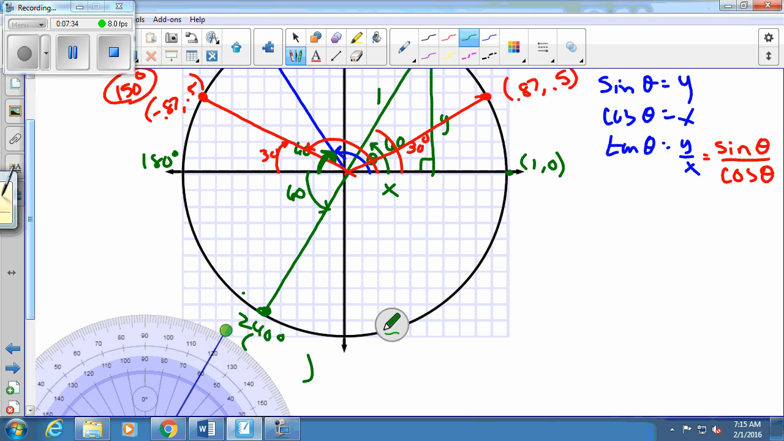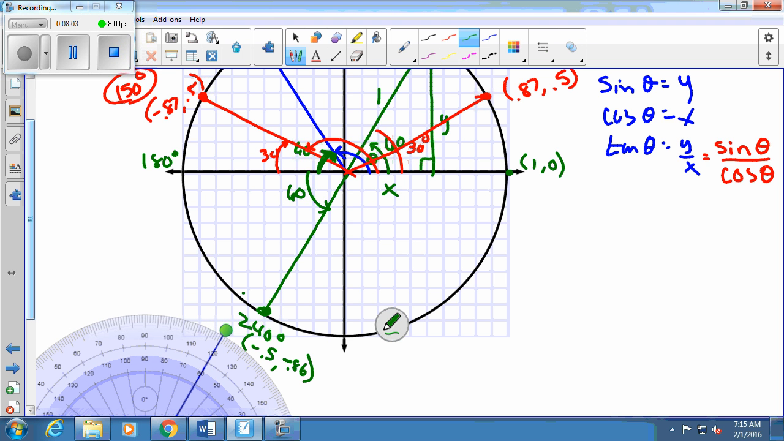And do I know its ordered pair? What do I know about its ordered pair? You can count if you don't believe it. What's your ordered pair? What's your x-coordinate? Negative 0.5. And what's your y-coordinate? 0.87, 0.86, but they're both negative, aren't they?